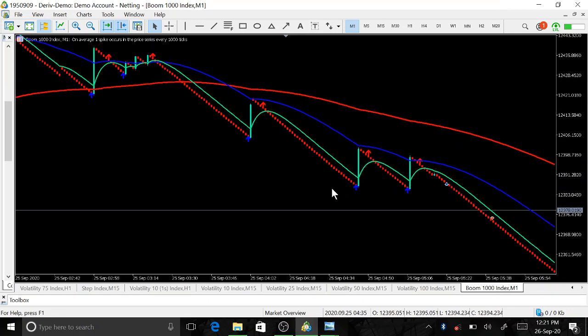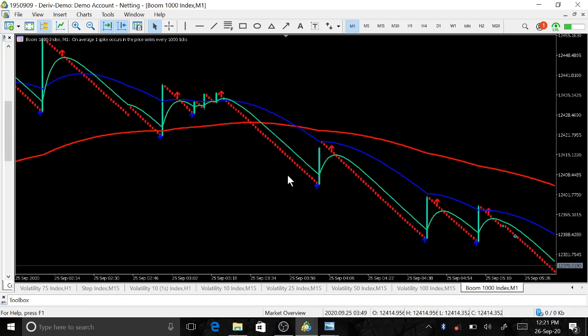Alright, so we are going to be looking out for moving average crossovers. We're looking out for crossovers of the 50 EMA and the 9 EMA. That is my 50 exponential moving average and 9 exponential moving average. We are going to be looking for where the crossover happens.